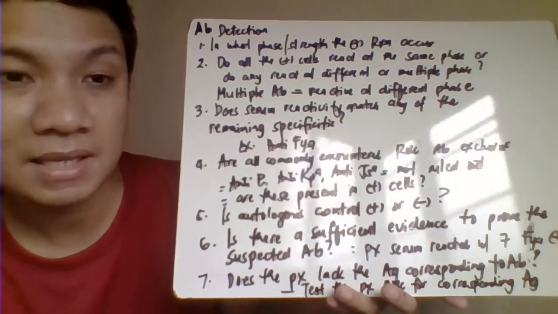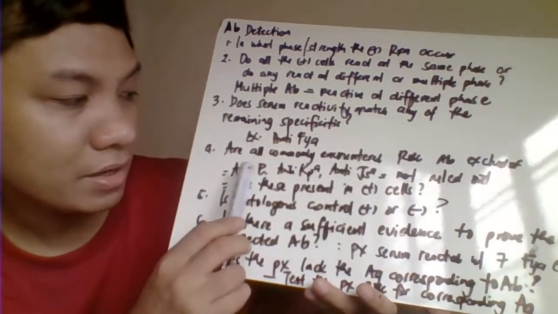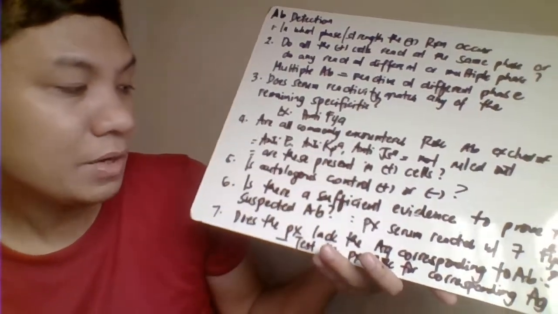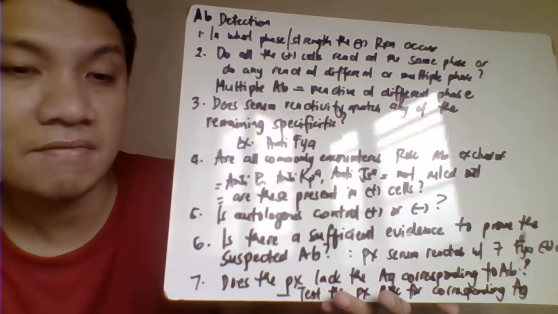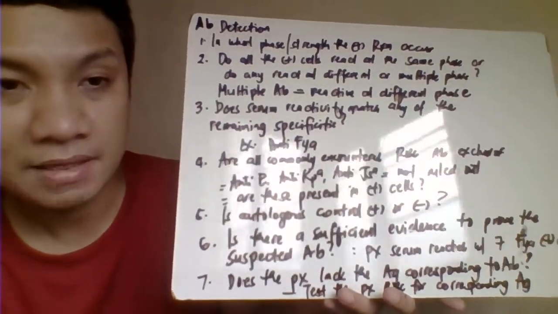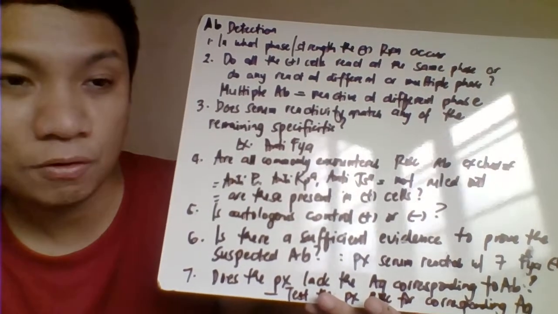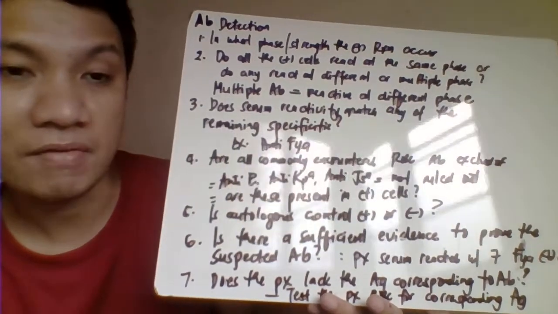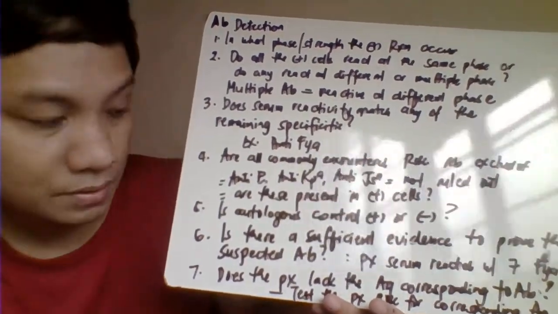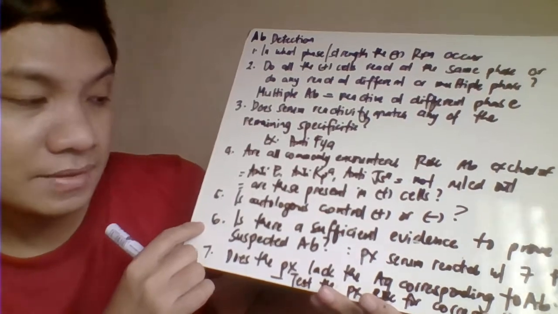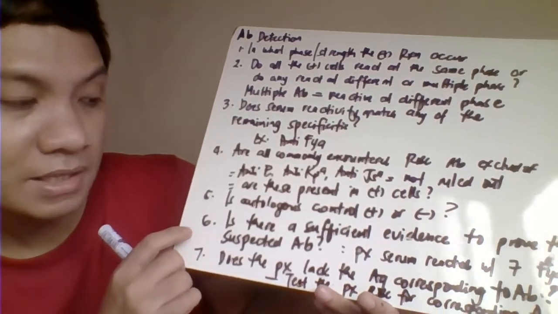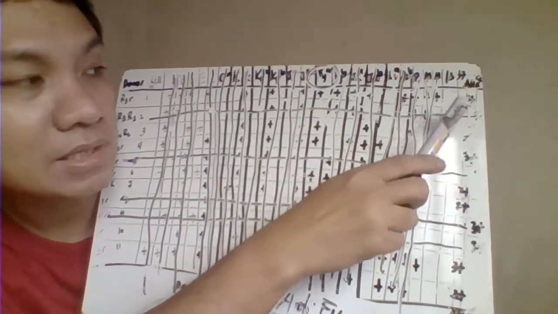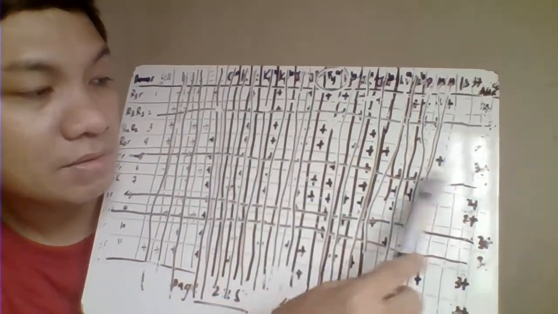Corresponding to the patient's antibody. Most likely kasi negative ang population natin for this. Another one is the autologous control, positive or negative. Again, yung autologous control will identify if that one is an autoimmune disorder or hindi. Pag positive ka sa autologous control, it will identify that one is autoimmune disorder. Number 6, is there sufficient evidence to prove that the suspected antibody is really anti-FYA? Oo naman, kasi di ba positive siya dito kanina. Okay, positive, na-rule out na naman natin siya na anti-FYA.